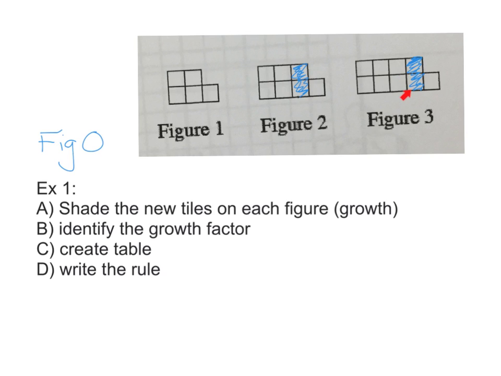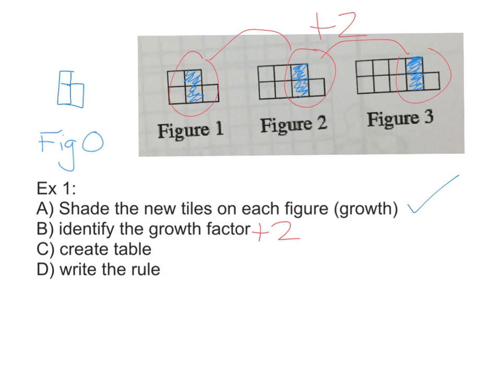So if 2 were added, which ones would have been added from figure 0? Right, so the same 2 would have been added to figure 1. So if we shade those in, you're able to see what figure 0 would look like. Figure 0 would just be the 2 tiles with the 1 off the side. All right, so we did part A, which was shading the growth. So if I ask you to identify the growth factor, that just means, how do you see your figure changing? How do you see your figure growing? And each time from one to the next, it's growing by 2.